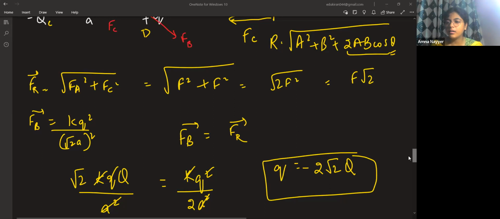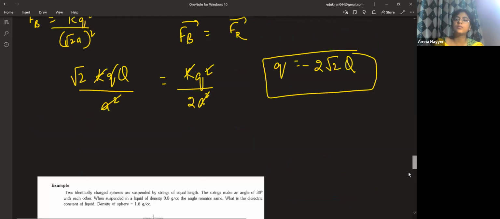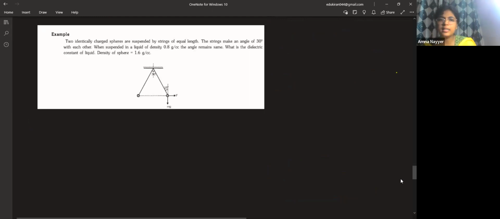This is related with your mechanical properties of fluids. You had a lesson in class 11. See, this says that two identically charged spheres are suspended by strings of equal length. The strings make an angle of 30 degrees with each other. When suspended in liquid of density 0.8 gram per centimeter cube, the angle remains same. What is the dielectric constant of the liquid? Density of sphere is given to you as 1.6 gram per centimeter cube.